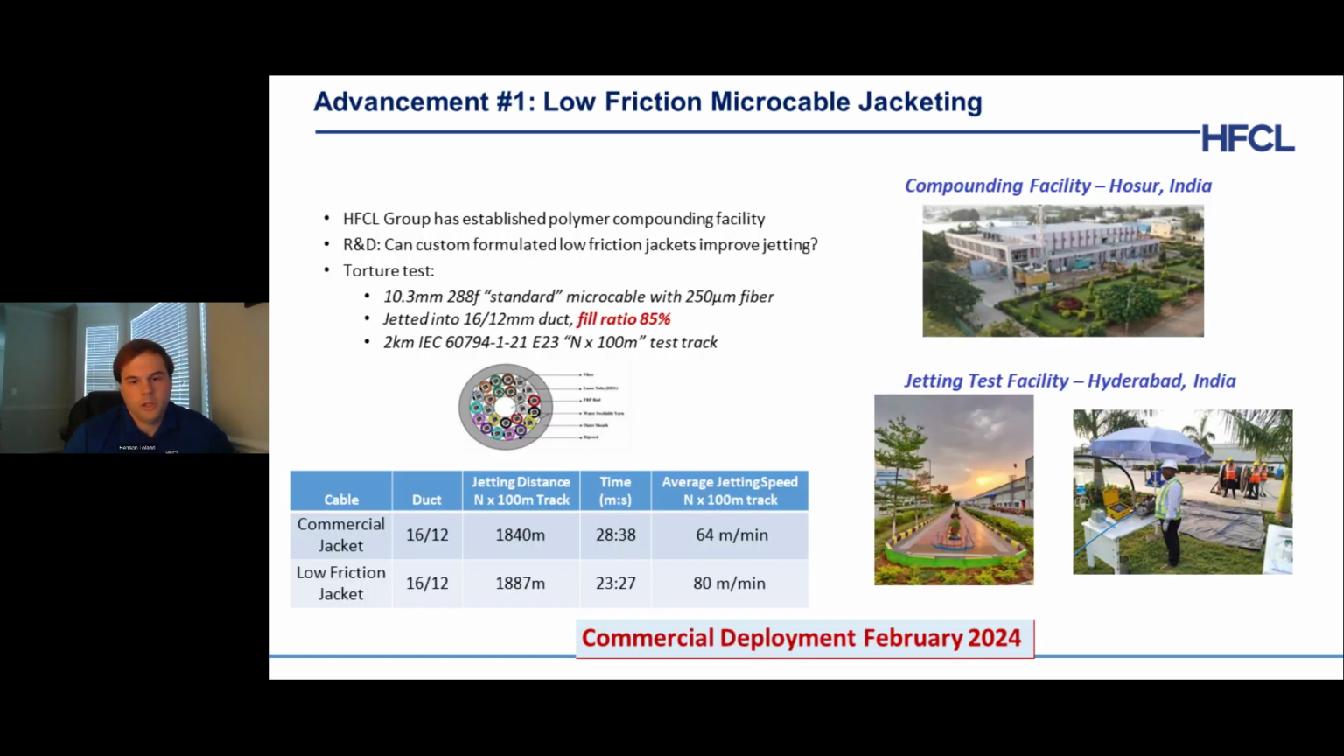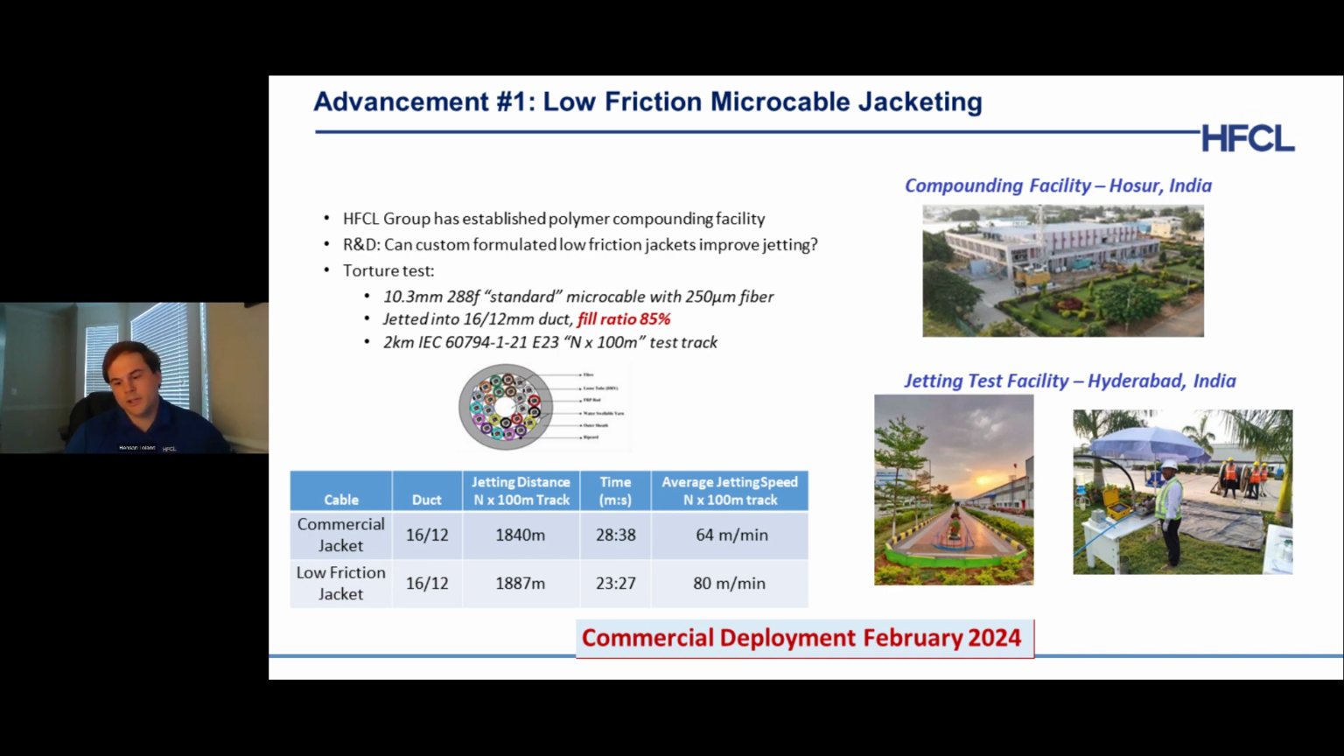Shifting gears a little bit, looking at the outer jacket itself. There's been a lot of headway in providing low friction microcable jacketing solutions. Within HFCL, we do have our own polymer compounding facility in Hosur, India, which is near Bangalore. And so we tasked our group there to come up with a custom formulation to improve or optimize the jetting performance, specifically using an HDPE type material.